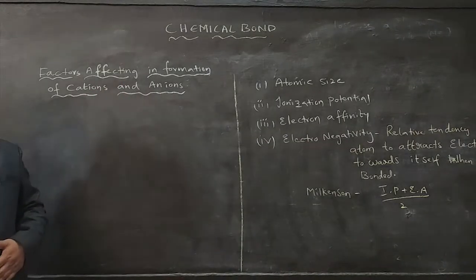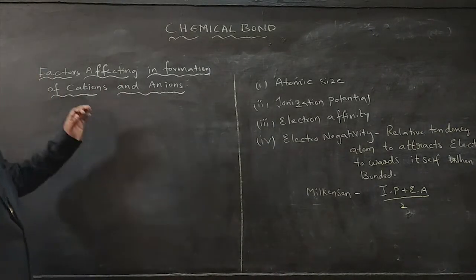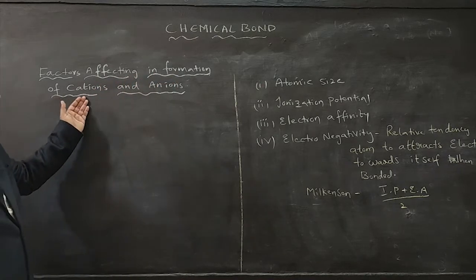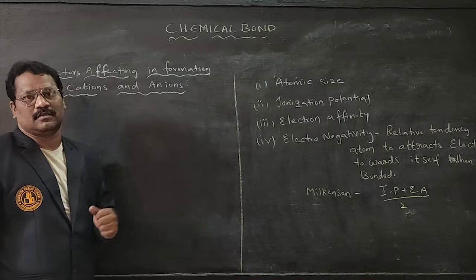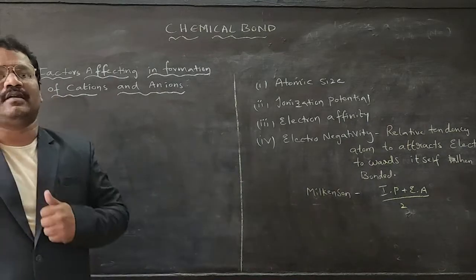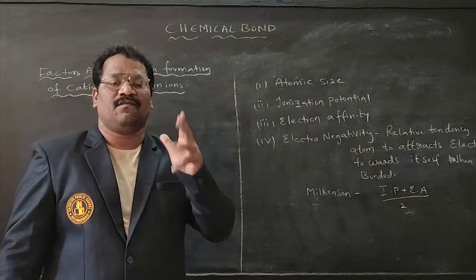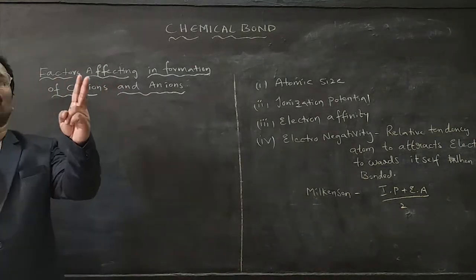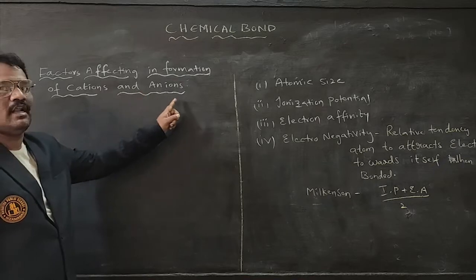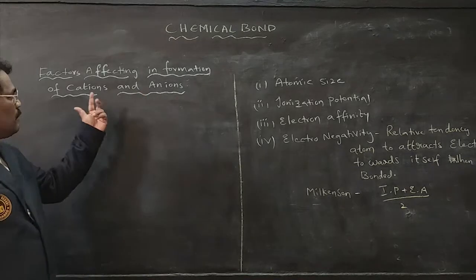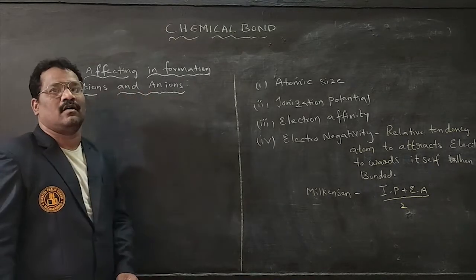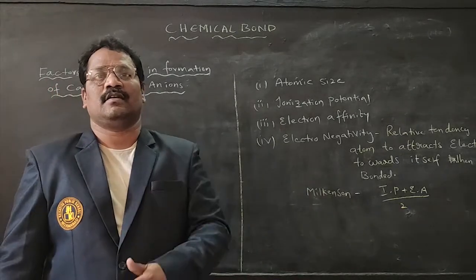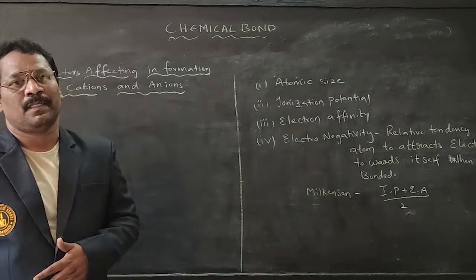Next topic within ionic bond is factors affecting formation of cations and anions. What are the factors that actually affect the formation of an ionic bond? We require two ions, that is cation as well as anion. To form this cation and anion, some factors will affect. Those factors we are now going to discuss.